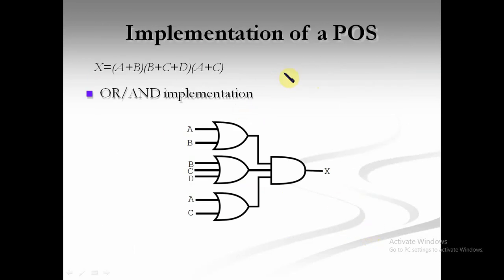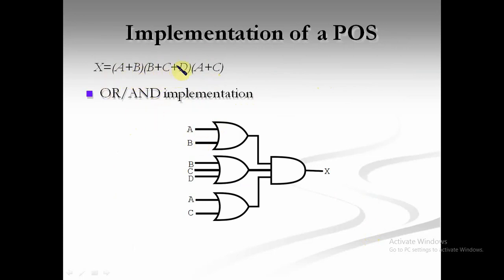Now we take one example implementation of POS: x equals (a plus b)(b plus c plus d)(a plus c). That is the OR and AND implementation. The plus sign identifies the ORing operation. Hence a plus b is a OR b.